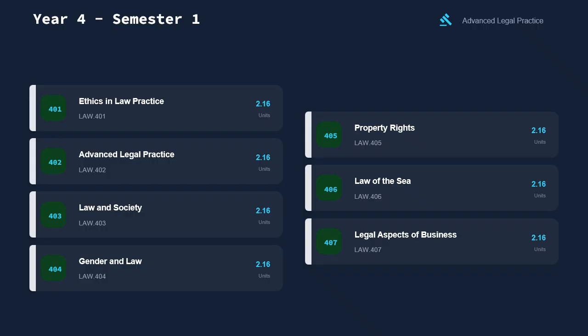Real-life example: in high-stakes litigation, a lawyer might develop a case theory emphasizing the opponent's bad faith to justify punitive damages.